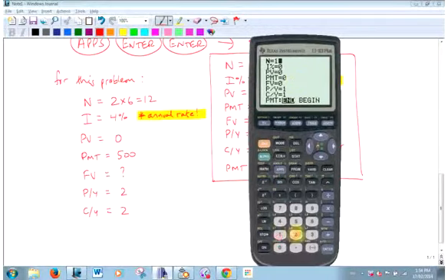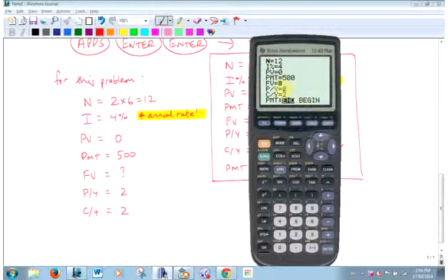N is 12. I is 4. Present value, nothing. Payment, 500. Future value, that's what I'm trying to find out. Payments per year, 2. How many times does it compound? You notice I didn't even hit 2? I went down to it and it said, okay, if payments are 2 a year, then compounding's probably 2 a year. I could change it now, but it normally defaults to that. And it defaults to the end of the period. I don't know if we're going to have any questions where he deposits at the beginning, but if it is, then I would change that to beginning.